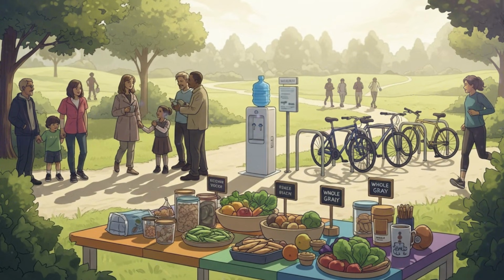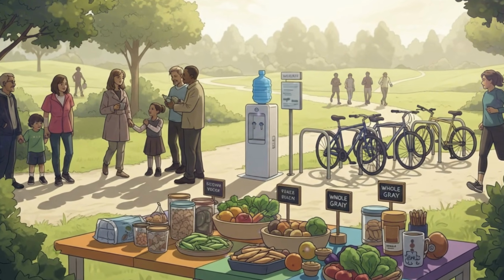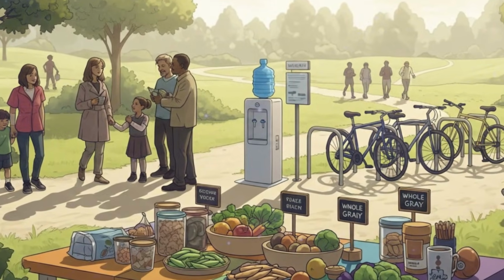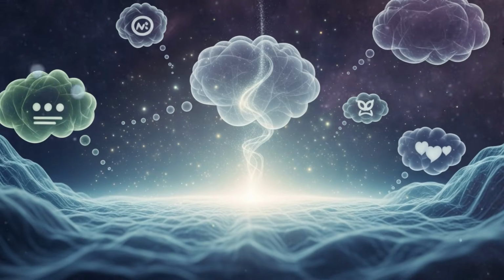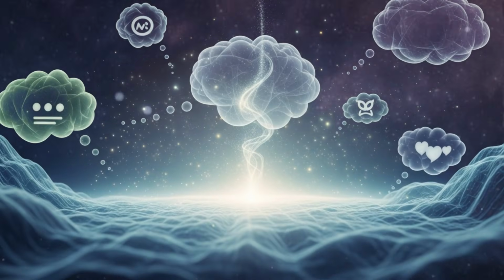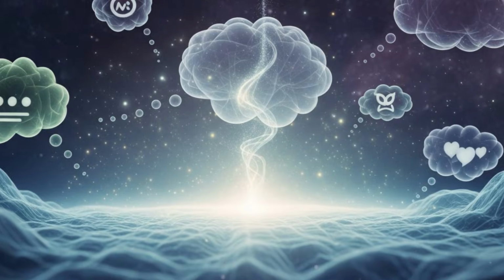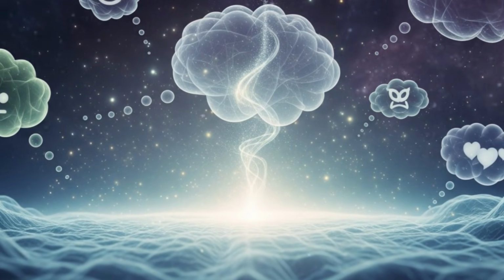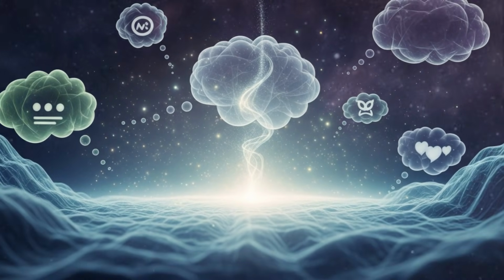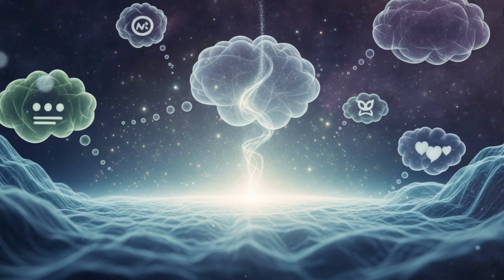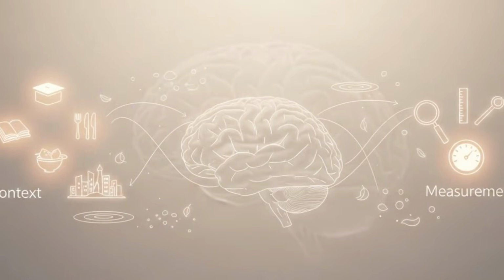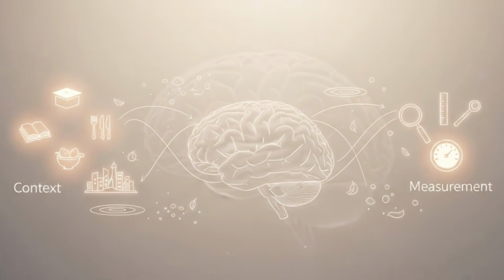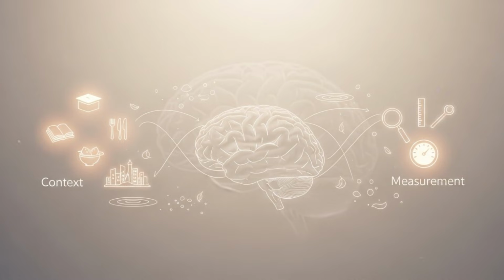Some of the most useful subconscious effects are simply efficiency features of the brain. Automatic processing allows you to understand speech, walk, and navigate your environment without narrating every step to yourself. Imagine if you had to consciously think through each muscle movement required to walk. You could not think about anything else. Instead, those processes are automatic, freeing conscious attention for planning and problem-solving.